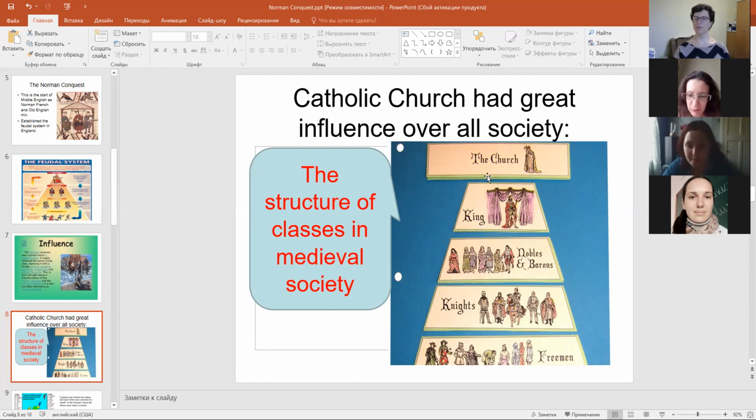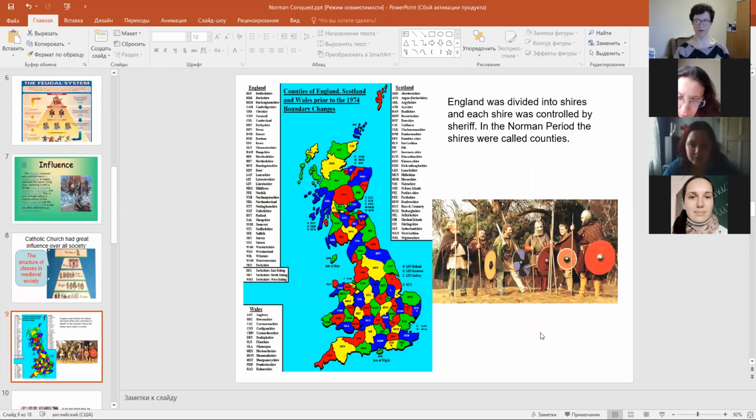Freemen, yeah. So if we look at this chart, we'll see that the church is not even part of the society; it's over the society. So important it was. Okay, Marin, next time. England was divided into shires, and each shire was controlled by a sheriff. In the Norman period, the shires were called counties. So now we go to the setting of the Robin Hood story.